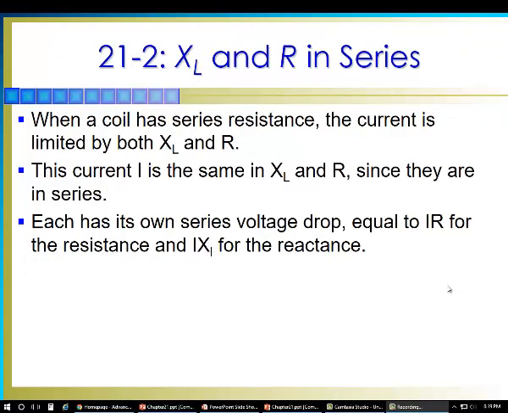So when a coil has a series resistance, the current is limited by both the inductive reactance and the resistance. Because remember, the resistance is opposition to current, and the reactance is the equivalent to resistance in an inductor. Resistance and inductive reactance both are measured in ohms, so they both represent opposition to current. So they limit the current. The current is the same if we are dealing with a series circuit. So the current is the same through the inductor as it is through the resistor.